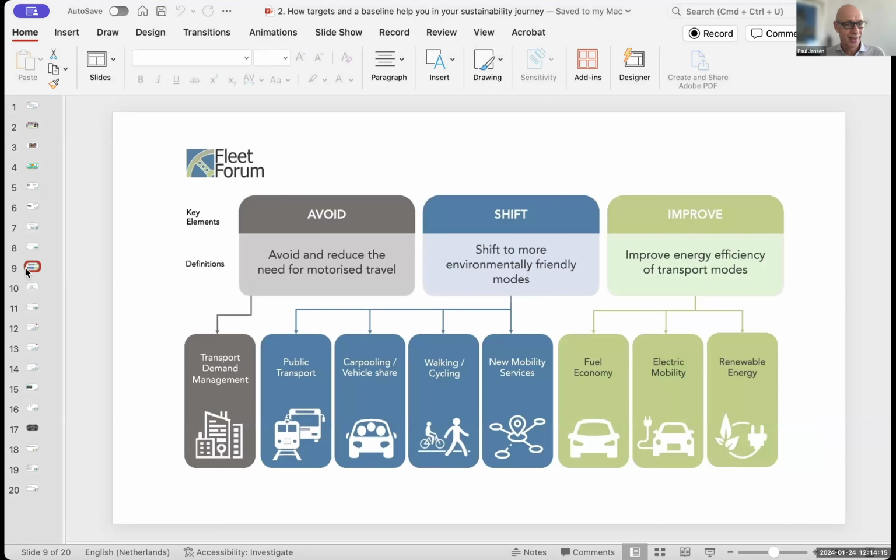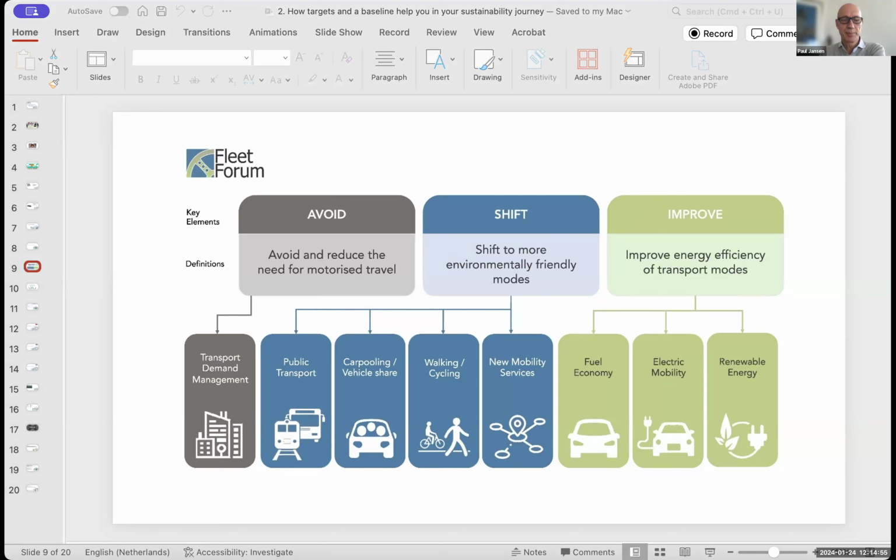And the first one is avoid. The cleanest kilometer is the kilometer not driven. So every kilometer you do not drive or do not need to drive means that you don't burn fuel. So there's no carbon emissions involved with that. But it also, of course, reduces costs and reduces road risk. So avoid is always the first thing that you need to look at. So you sit together with people in your organization to see what the transport demand is and whether you can reduce that demand in order to avoid driving kilometers.